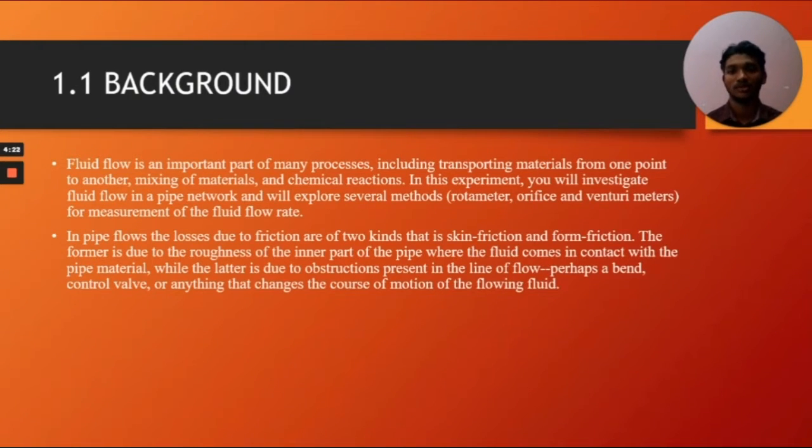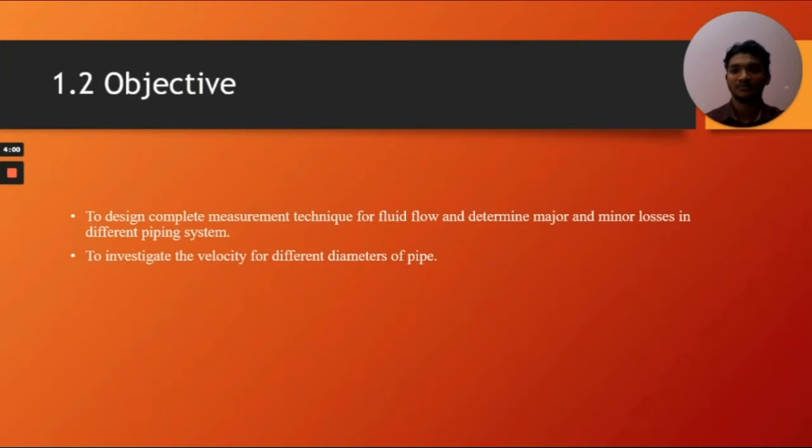Fluid flow is an important part of many processes, including transporting materials from one point to another, mixing of materials and chemical reactions. In this experiment, we will investigate fluid flow in a pipe network and explore several methods: rotameter, orifice, and venturi meters for measurement of the fluid flow. In pipe flows, the losses due to friction are of two kinds, that is skin friction and form friction. So these are the examples.